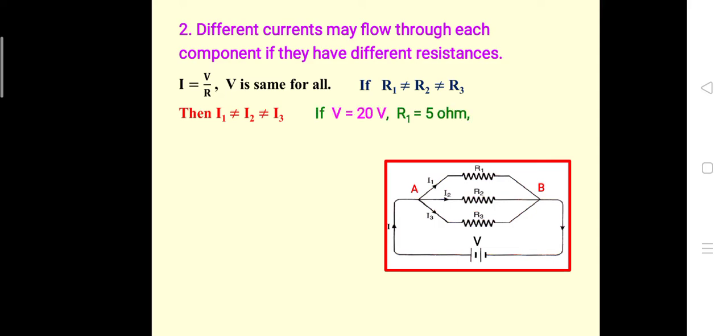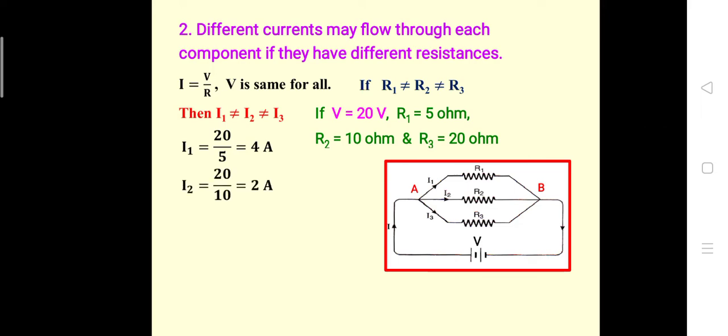Let us take one example. If the voltage applied is 20 volt, R1 is 5 ohm, R2 is 10 ohm and R3 is 20 ohm. The values of the three resistances are given and the voltage applied is given. Then I1 is equal to, we know the formula, V upon R1. So V is 20 volt and R1 is 5 ohm. So I1 is equal to 20 upon 5 is equal to 4 ampere. I2 is equal to 20 upon 10 is equal to 2 ampere, and I3 is equal to 20 upon 20 is equal to 1 ampere.